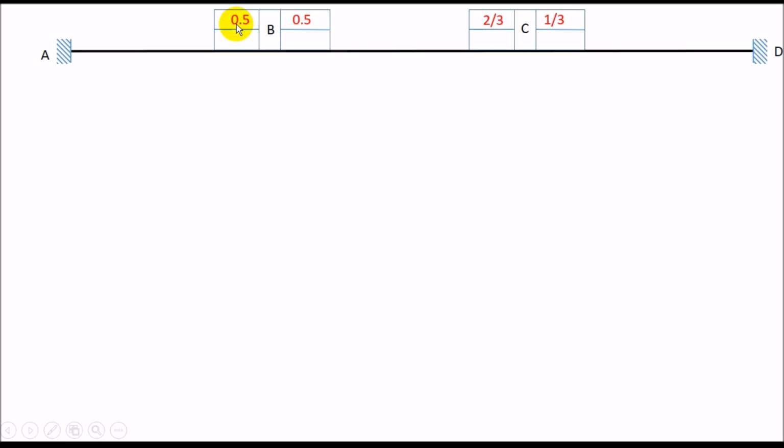First, we'll write all the distribution factors. Okay, 0.5 was for BA, 0.5 was for BC, 2 by 3 for CB, and 1 by 3 for CD. A and D won't have any distribution factor, as we saw earlier in step 2. Then just below them we have to write all the fixed end moments: MFAB, MFBA, MFBC, MFCB, MFCD, and MFDC.